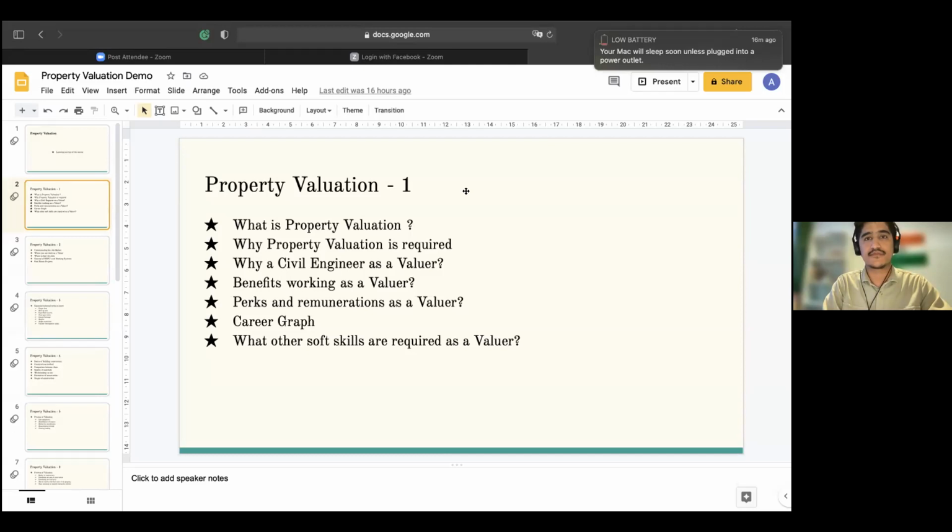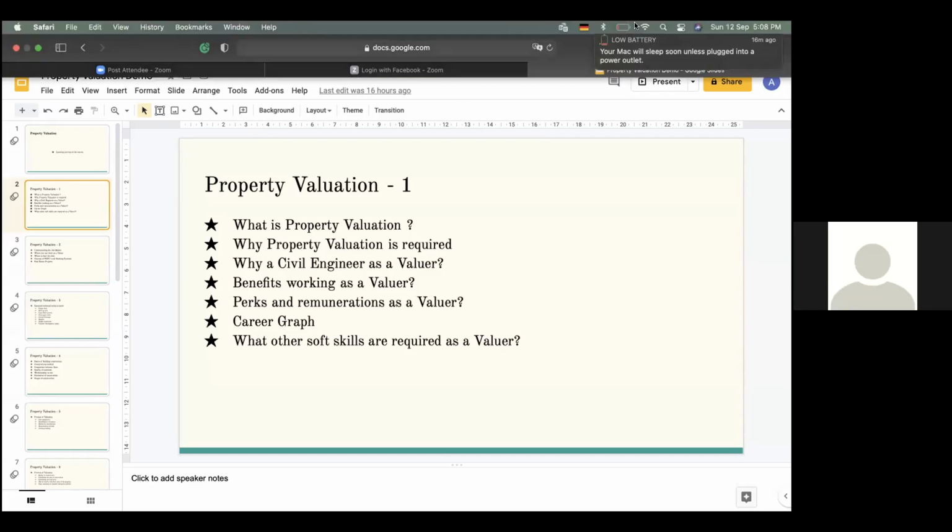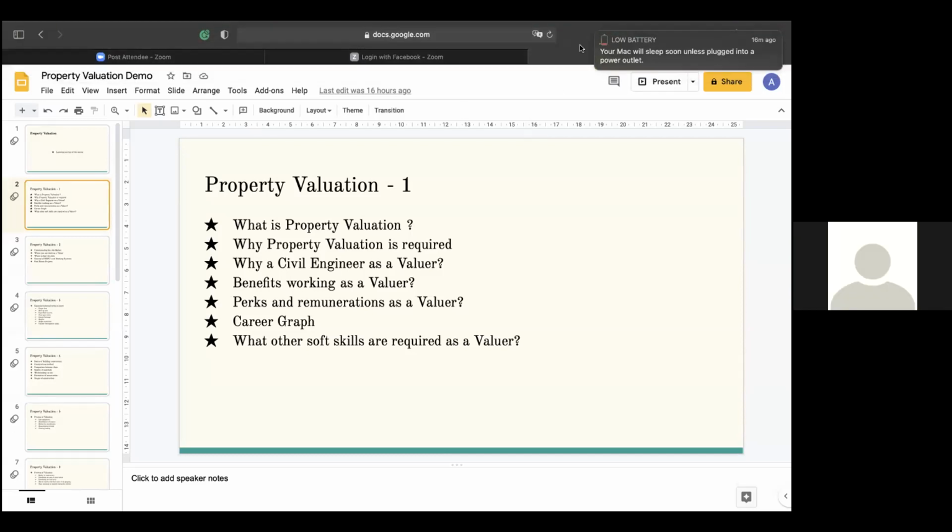Hello sir. Yeah, please. Sir, I wanted to ask, because I'm working as an estimation engineer, is this beneficial for me as a valuer?